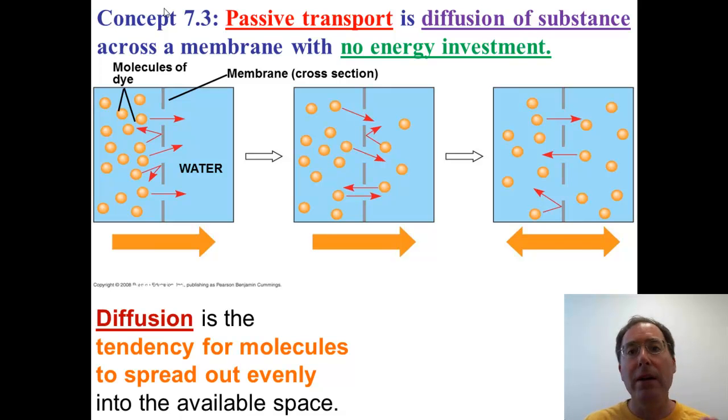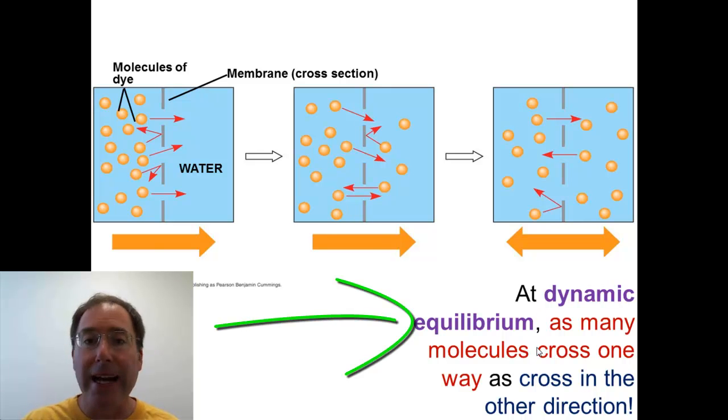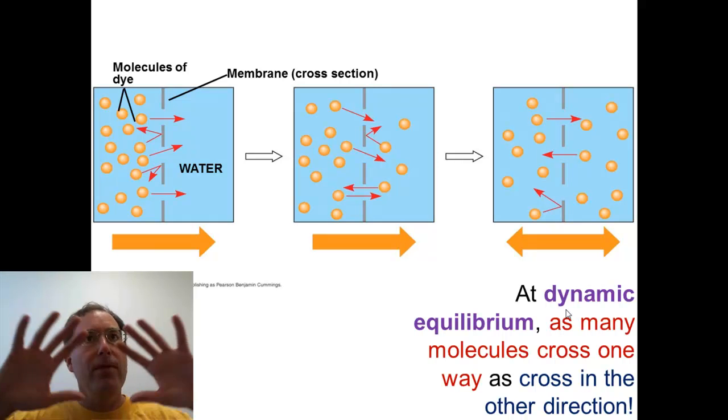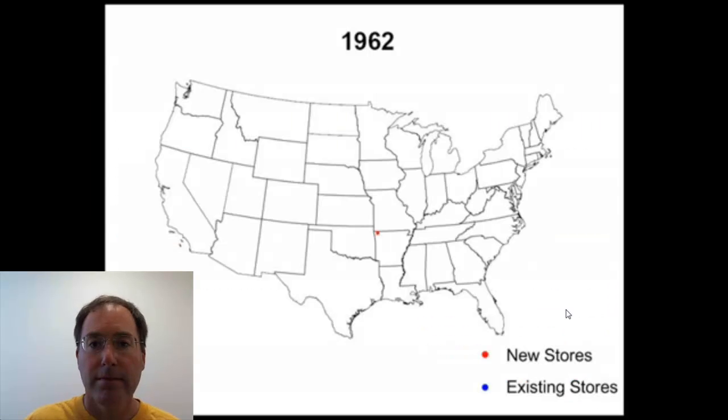But one key point to not lose sight of is down here in the bottom right corner, that at dynamic equilibrium, as many molecules will cross a membrane in one way as they will another way. The point is that once molecules fill up available space, they're not going to stop. They're constantly moving, and so that's why we call it dynamic, which is a moving equilibrium. Now the molecules are evenly spaced because of diffusion, but they're not stopped. We're going to do a lab on this as well.